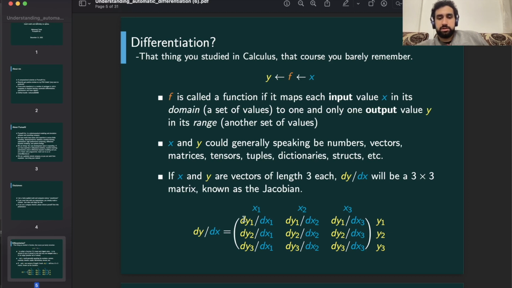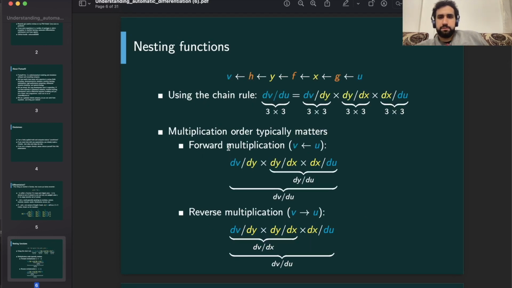And basically what it does is it just calculates all these individual derivatives of each element of y with respect to each element of x. We have one row for each y and one column for each x, and that's known as a Jacobian matrix of y with respect to x. So all of this should be stuff you're familiar with. So now let's talk about nesting functions.